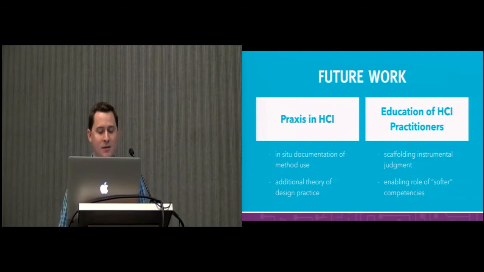And what is the role of those softer competencies? So how can you build empathy, collaboration, some of those other things in so that understanding this appropriation becomes very much a part of how you go about your life as a practitioner?